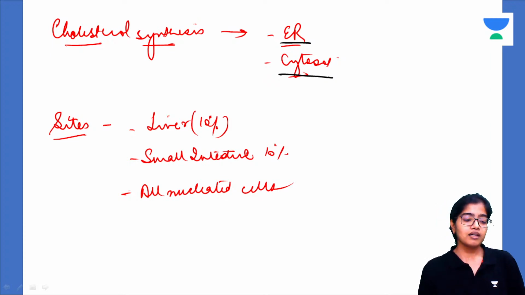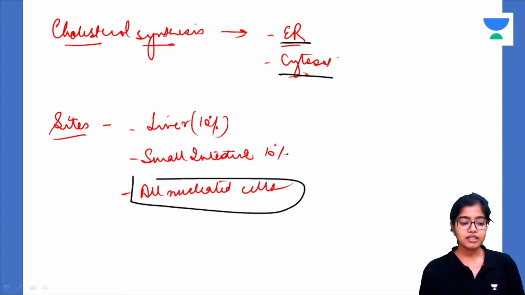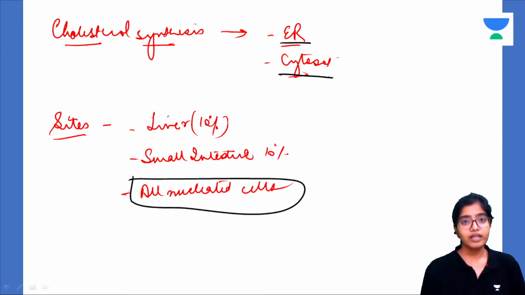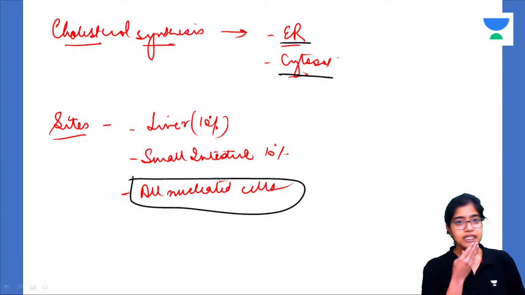Okay, and what are the sites? What are the organs where cholesterol synthesis takes place? In all the nucleated cells. So will it take place in the mature RBC? No, because it is enucleated. The mature RBC is enucleated. It will not take place in the enucleated cells. So cholesterol synthesis takes place in all the nucleated cells.